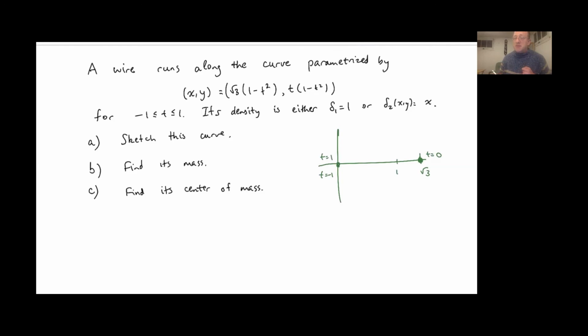Let's see what happens if t is plus or minus 0.5. Then t squared would be a quarter, so 1 minus t squared would be 3/4. We'd have root 3 times 3/4, so 3/4 of the way from the origin to root 3, roughly around here.